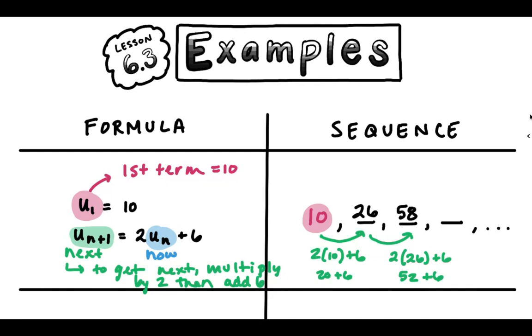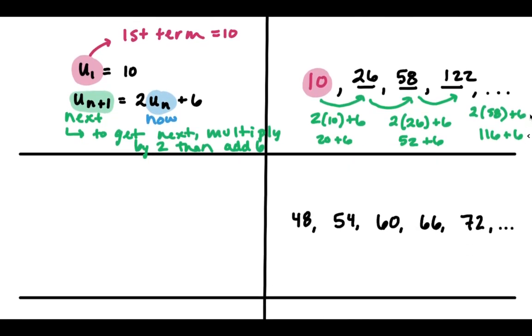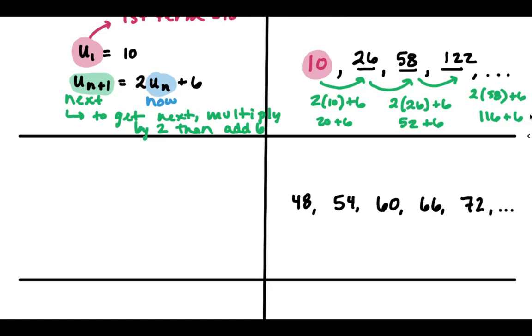Okay, let's do it one more time. So our now term is 58 this time. So to get the next, we're going to do 2 times 58, then add 6. 2 times 58 is 116, so we get 116 plus 6, which should be 122. Okay, so we started by writing down the first term, and then we used our little recipe or our rule to generate the next term, the next term, the next term, one by one. All right, that's it.